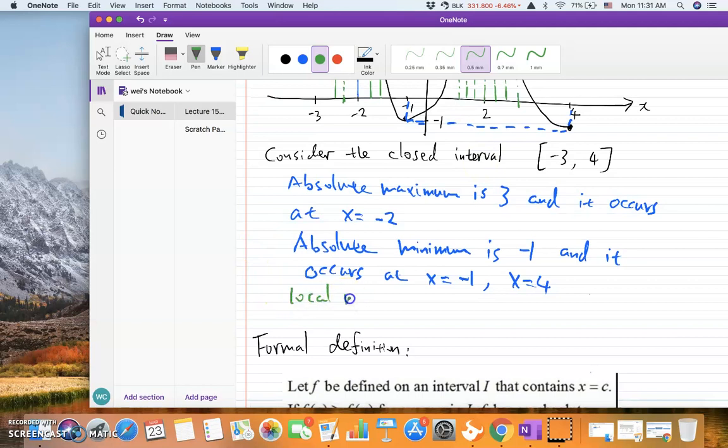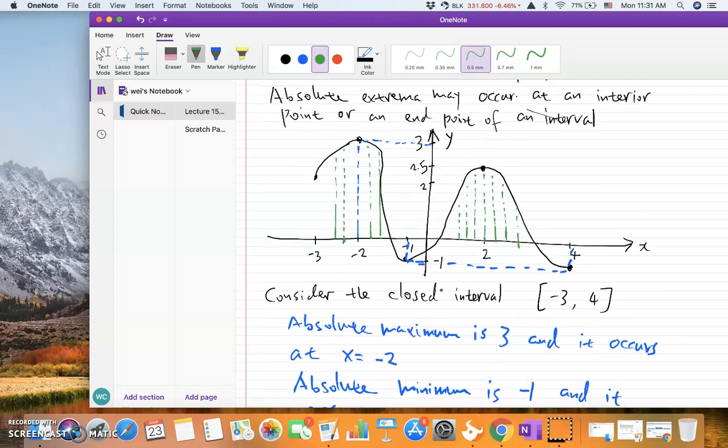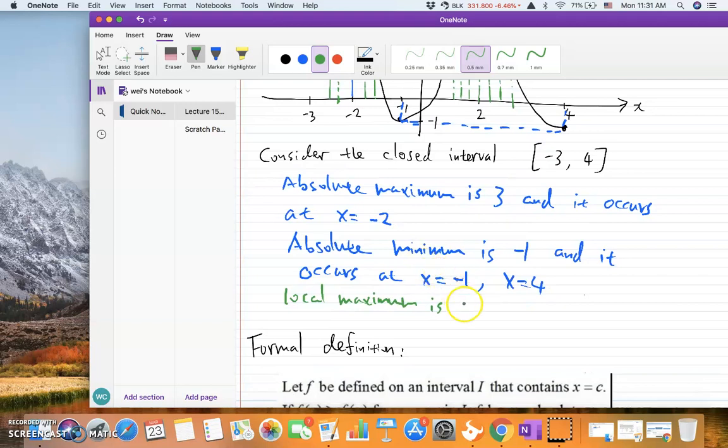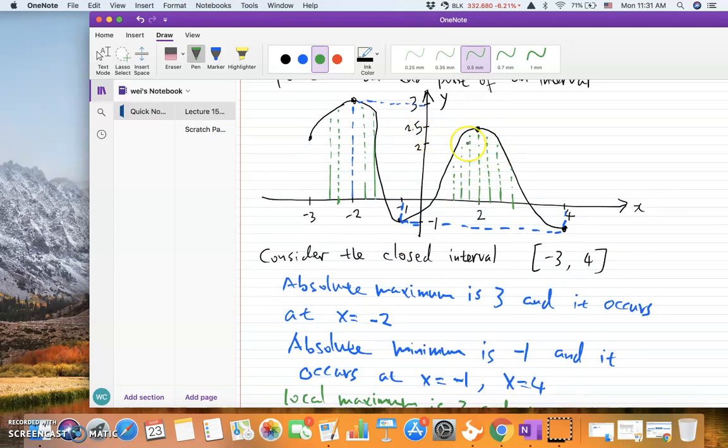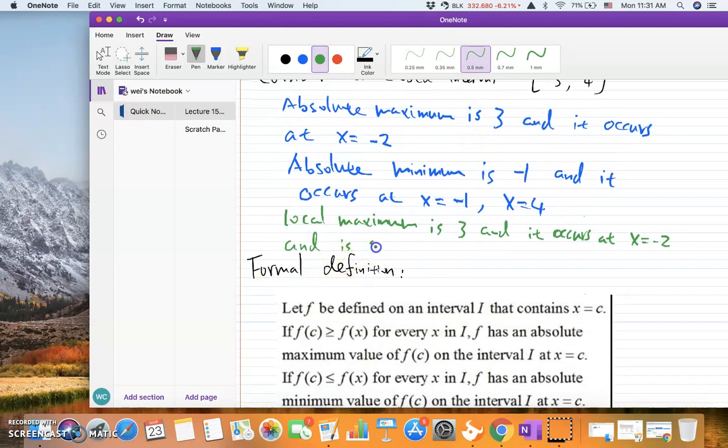So the local maximum is 3, and it occurs at x equals -2, and the local maximum is 2.5, and it occurs at x equals 2.